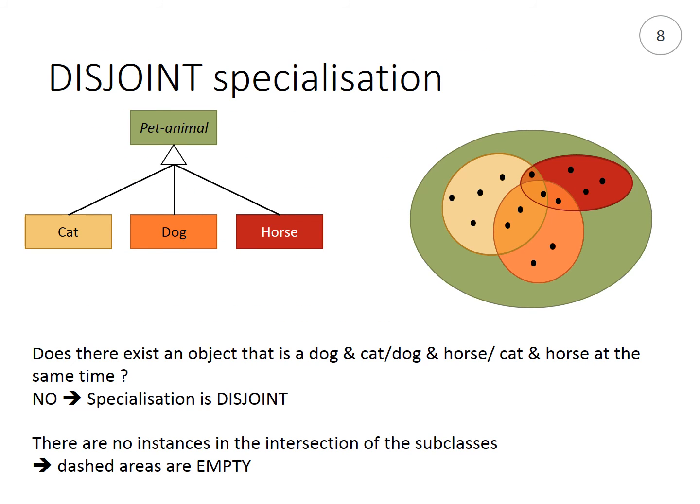So here again we illustrated this graphically. So the question to ask is, does there exist an object that is a dog and a cat, or a dog and a horse, or a cat and a horse at the same time? So if you find objects in the intersection, then you have an overlap. If this is not the case, then the specialization is disjoint. So like in this case, the dashed areas are empty, so there are no instances there, so therefore the specialization in that case would be disjoint.